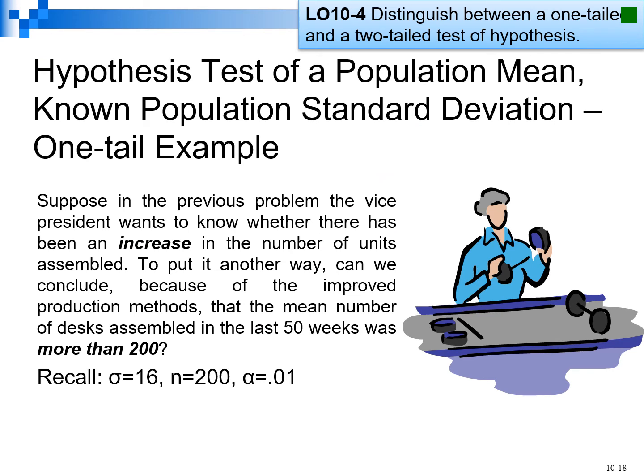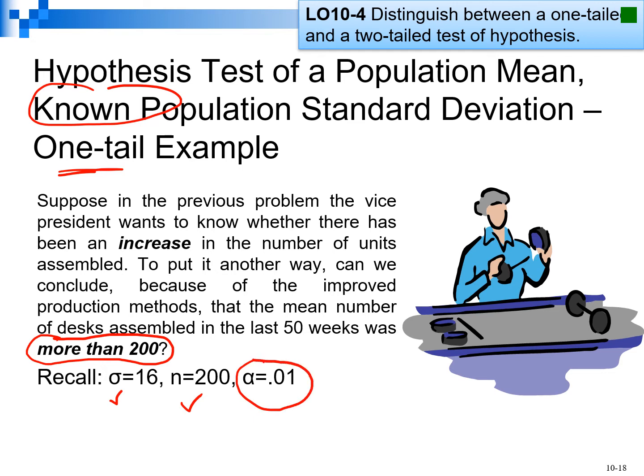Okay, so the next example for hypothesis testing is going to be a sigma known population standard deviation and a one-tailed type of test. In this particular problem, as you read through it, they're talking about improving production methods, and they're trying to conclude that the average or the mean number of desks assembled in the last 50 weeks is, and here in bold are the key words, more than 200. So again, that's going to be the key to how you set up your hypothesis statements. Sigma is known at 16, sample size is 200, and this alpha level will determine your critical value for your decision rule.